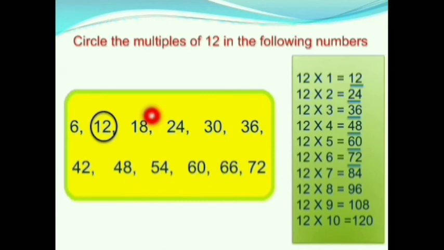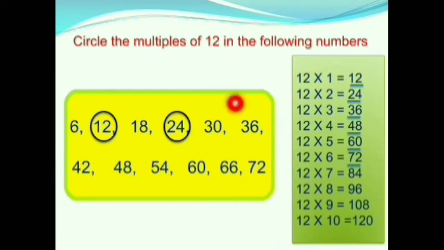Next number is 18. 18 is there in 12 tables. 18 is not there in 12 tables. So we will not circle it. Next number is 24. 24 is there in 12 tables. Yes, it is there in 12 tables. So we will circle it. Next number is 30. 30 is not there in 12 tables. So we will not circle it.